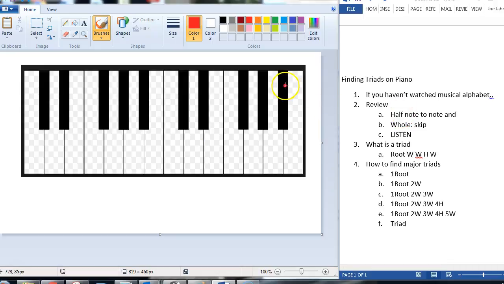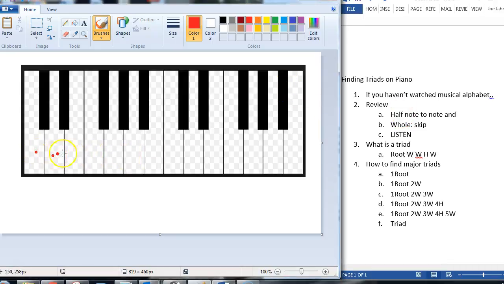Alright, what is a triad? A triad is taking the first 5 notes of a major scale and only playing 1, 3, and 5. So this would be 1, 2, this would be 3, 4, this would be 5. So the major triad is 1, 3, and 5 out of any major scale. What we need to do next is figure out where those notes are.